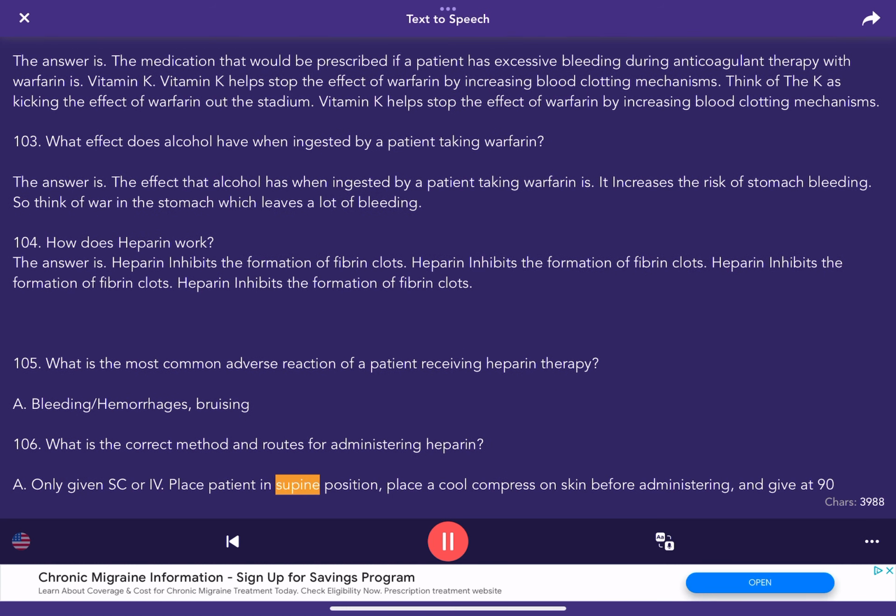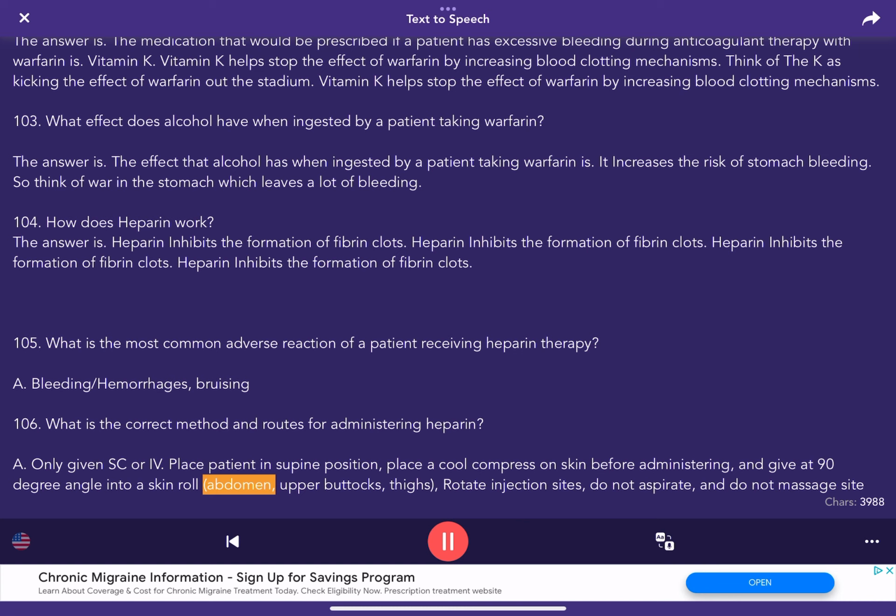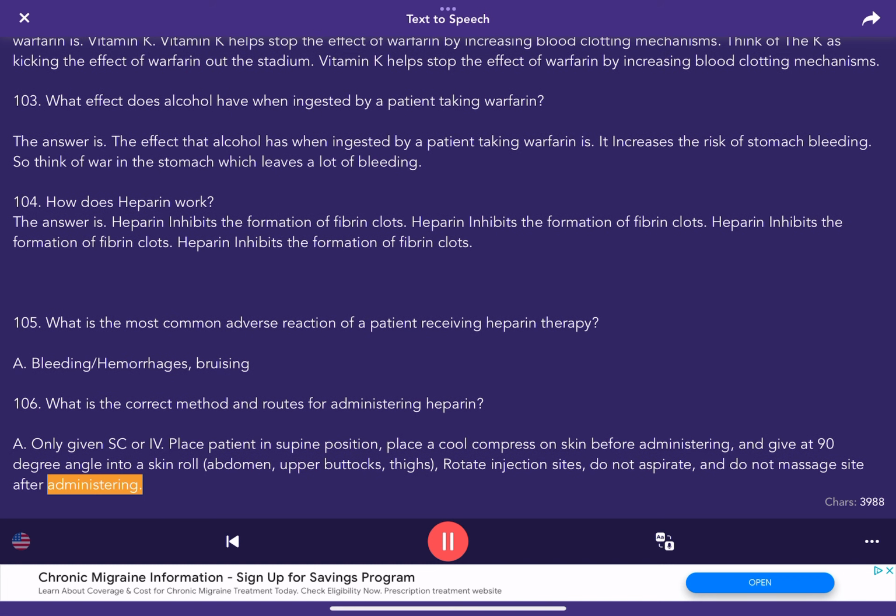Place patient in supine position, place a cool compress on skin before administering, and give at 90-degree angle into a skin roll: abdomen, upper buttocks, thighs. Rotate injection sites, do not aspirate, and do not massage site after administering.